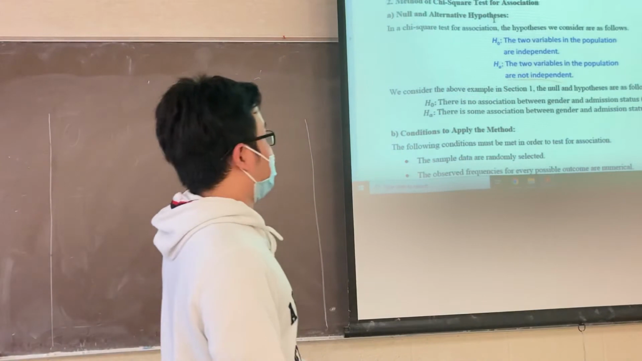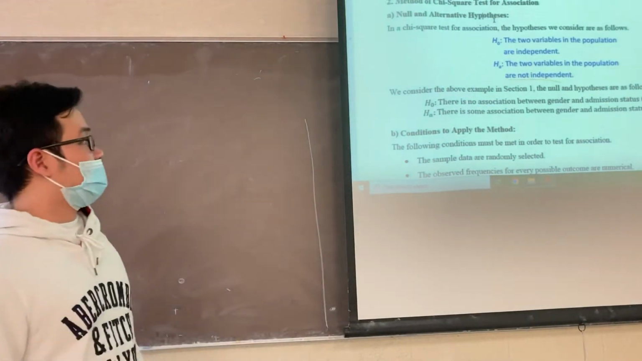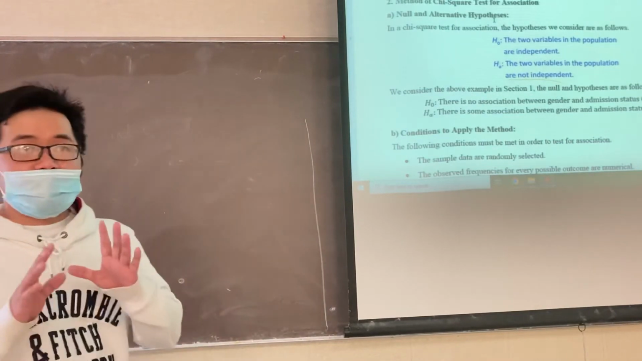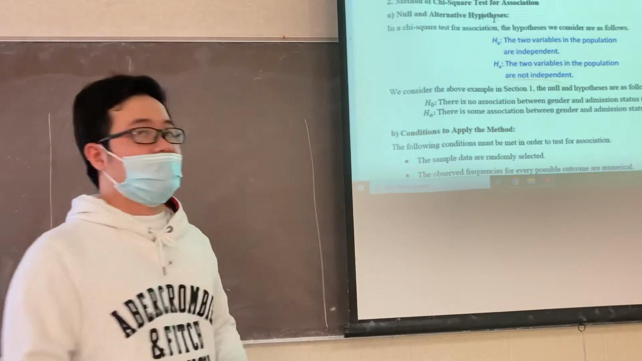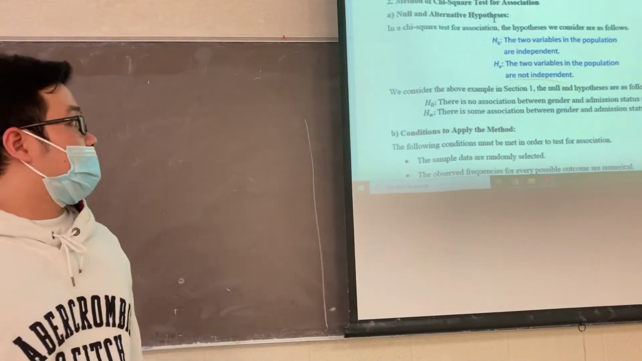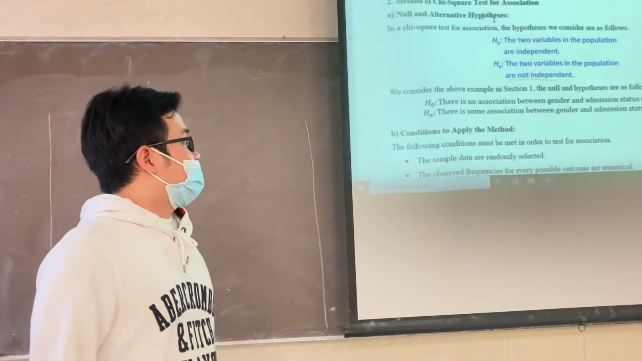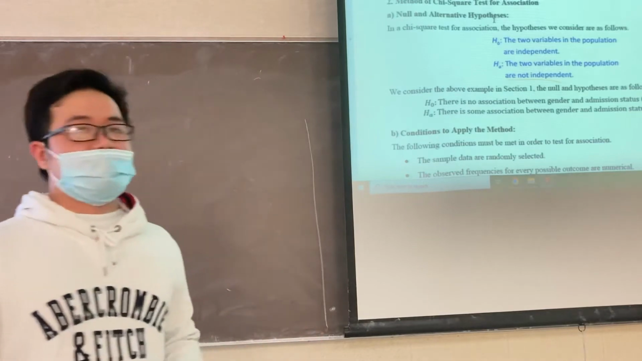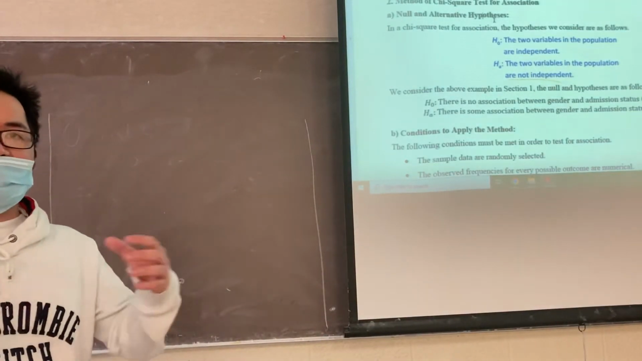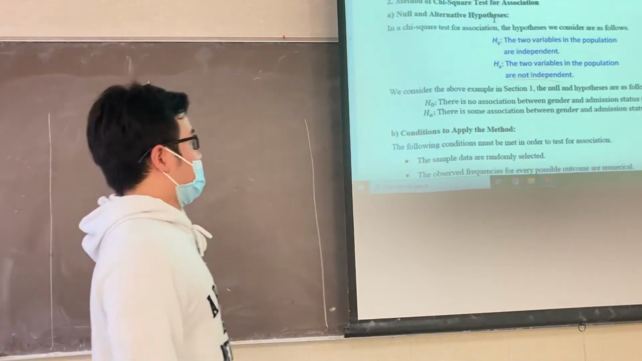In a chi-square test for association, we have two hypotheses as follows. As you can see on the screen, the null hypothesis is that the two variables in the population are independent. That means they are not related. And the alternative hypothesis is that the two variables in the population are not independent. That means they are dependent and they are related together.